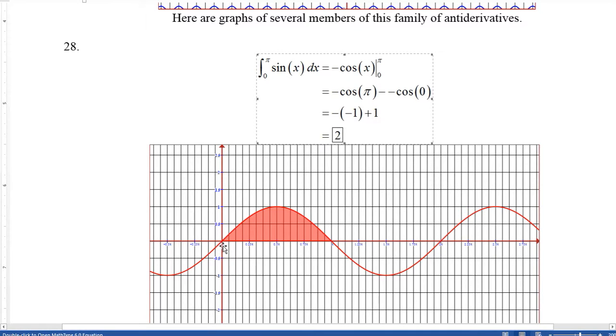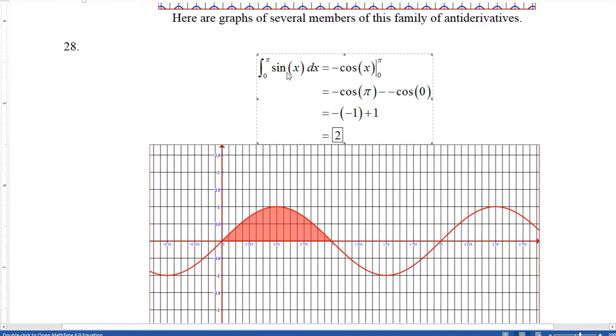If you drew a rectangle here from 0 to 1 and went over to pi, that rectangle would have an area of pi, which is just a little bigger than 3. And it looks like we're around 2/3 of that rectangle filled in. So 2 seems like a reasonable number. Let's go ahead and work it out.